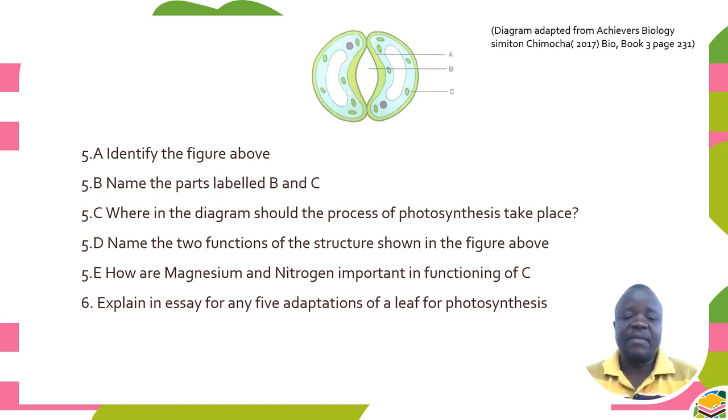You have to name the parts B and C. Then, where in the diagram should the process of photosynthesis take place? Name the 2 functions of the structure shown in the figure. How are magnesium and nitrogen important in the functioning of C? Then explain any 5 adaptations of a leaf for photosynthesis. So basically, I would demand your feedback.